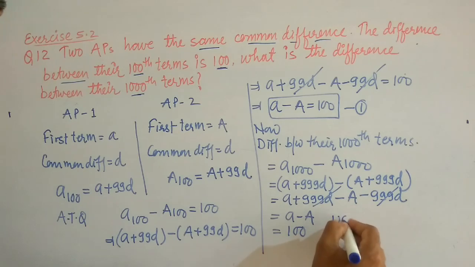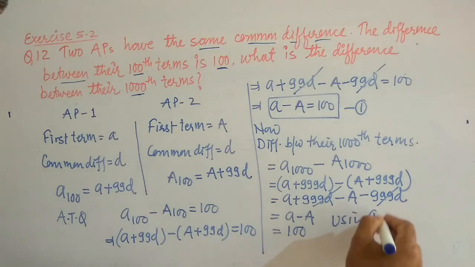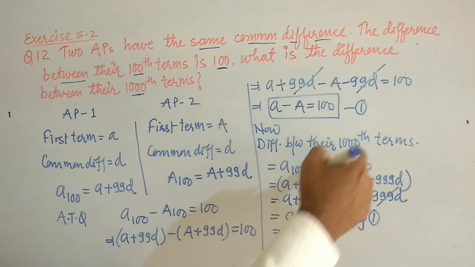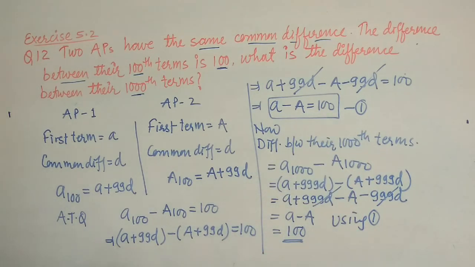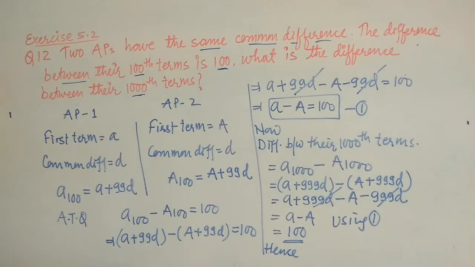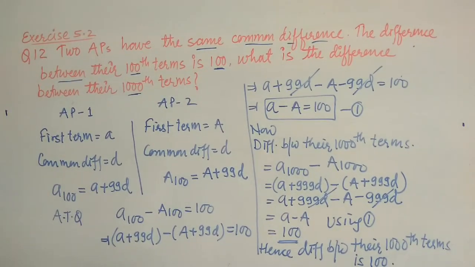Okay, using first relation. So what we conclude here? The difference between their 1000 term will be also 100. Hence what? You will write here that the difference between their 1000 term will be 100.